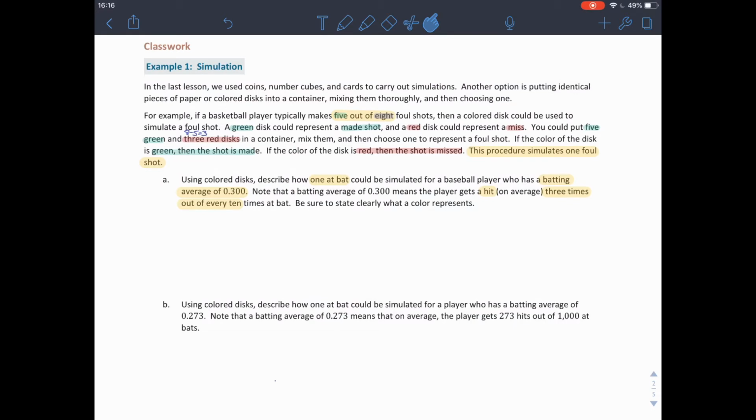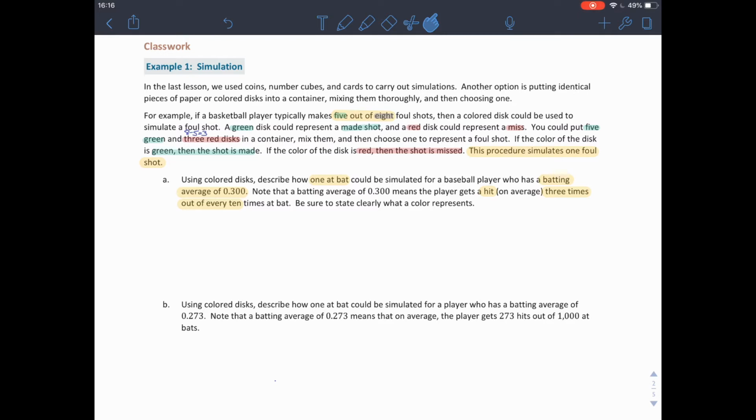So when we're running a simulation, there are a lot of things that we could use to represent the random outcomes that could happen in real life. We could flip coins, we could roll dice, we could pull cards out of a deck. But another option is to put cubes or colored discs into some sort of container, mix them up, and then pull one out. So we're going to look at that strategy first.